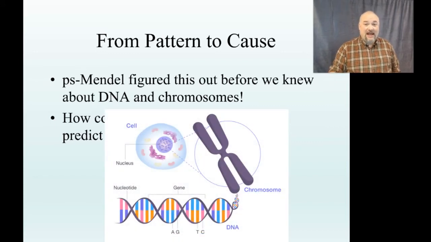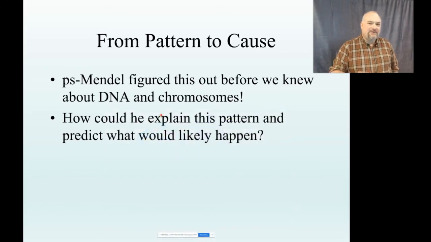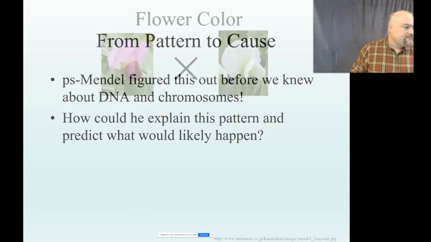They came up with a model of DNA and started to figure out how it worked. He did this all in the mid-1800s, about 100 years earlier. So he didn't know what the internal mechanisms were. He didn't know about genes, didn't know about chromosomes, didn't know about protein expression. But he was still able to come up with a way to predict what would happen in different situations. The heart of genetics for us: how can he explain this pattern and predict what would likely happen?